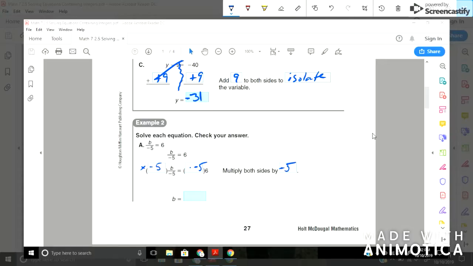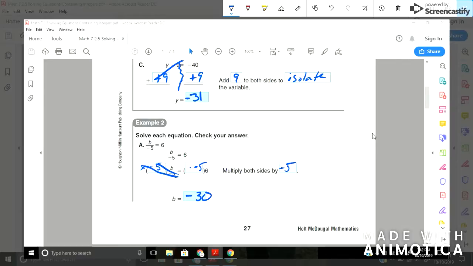Okay, well, dividing by negative 5 and multiplying by negative 5 are inverse of each other. They cancel out. And I'd be left with b equals negative 5 times 6. Remember, for our rules for multiplying and dividing: same sign positive, different sign negative. So this would be a negative 30.